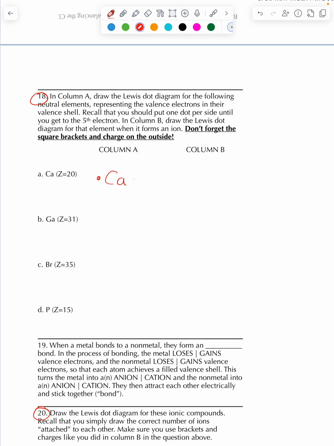But the rule is you put them on different sides. It doesn't have to be left and right. It could be top and bottom, left and top, bottom and right. They just don't pair them up yet. Now, when calcium forms an ion, it forms 2+, right? It's going to lose its 2 valence electrons. So we need to draw it without its valence electrons, but you put it in brackets with the charge on the outside.